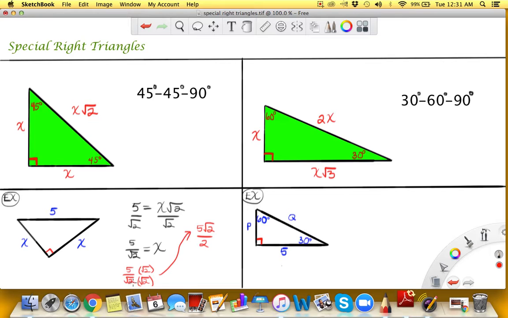Because if I have the square root of 2 times the square root of 2, basically you have the square root of 2 to the second power. And the square root of 2 to the second power is simply 2, as we can see here. So the value of x is going to be 5 times the square root of 2 over 2. And that is what this side equals, as well as this side. Now, since these two angles are 45-degree angles, we know that the legs of this triangle are the same.